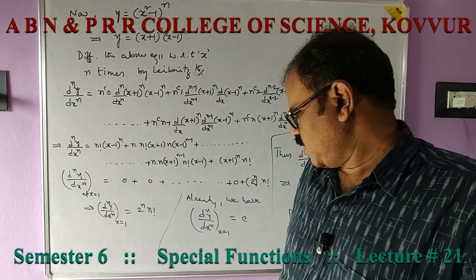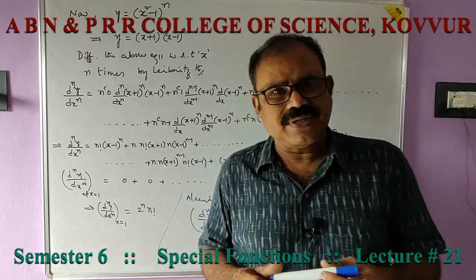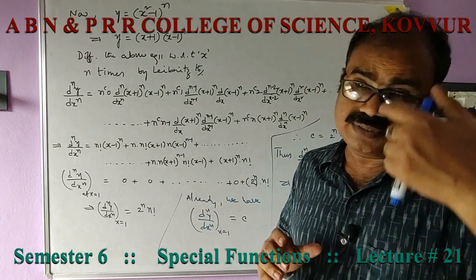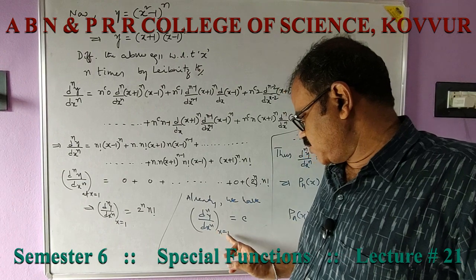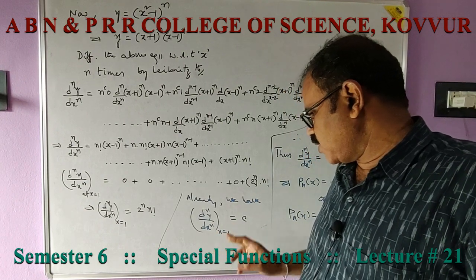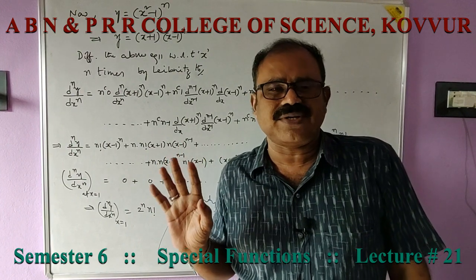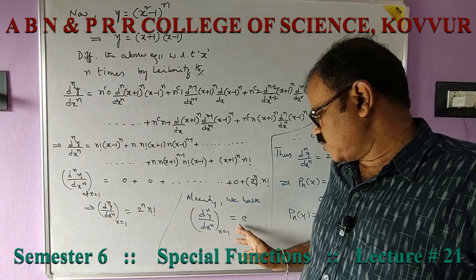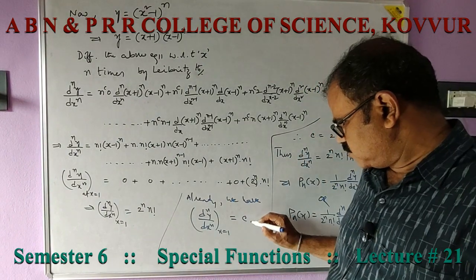We have proved d^n y by dx^n is equal to c into Pn(x). Okay, d^n y by dx^n at x equal to 1, we got c into Pn(1). As Pn(1) is 1, d^n y by dx^n at x equal to 1 is c. Let it be equation 1.